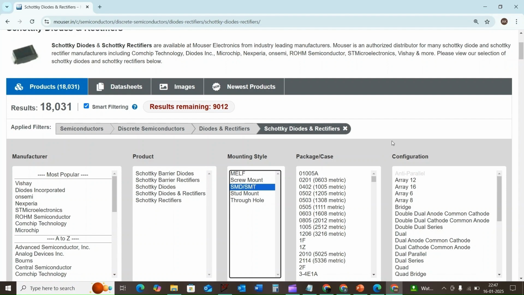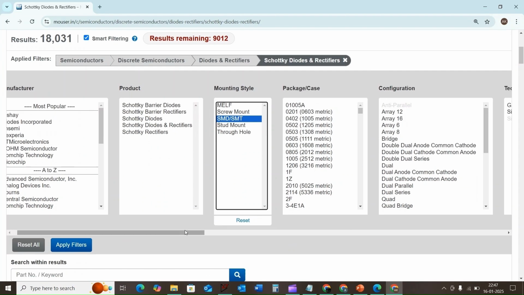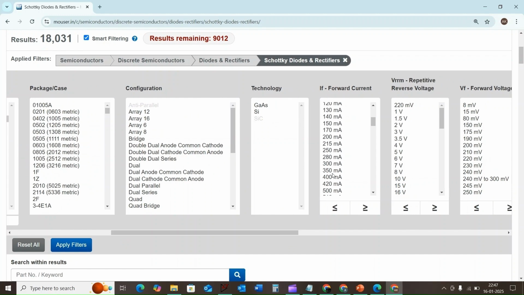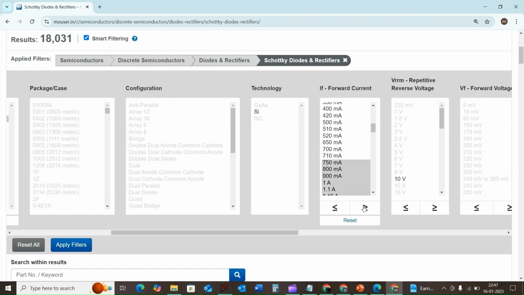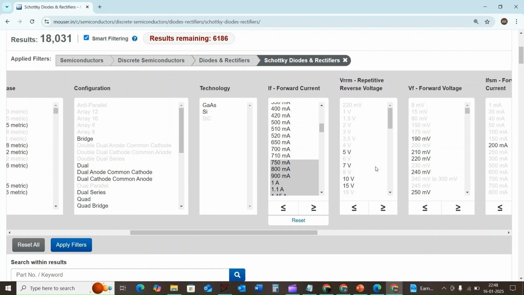and the forward current should be more than our calculated value, which is 330 milliamps, but I am considering more than 330 milliamps for the safer side. That will be more than 750 milliamps, and the reverse voltage of the diode should be at least more than the difference between the output and the input, and we have to select the forward voltage as low as possible. So currently I'm using less than 350 millivolts.